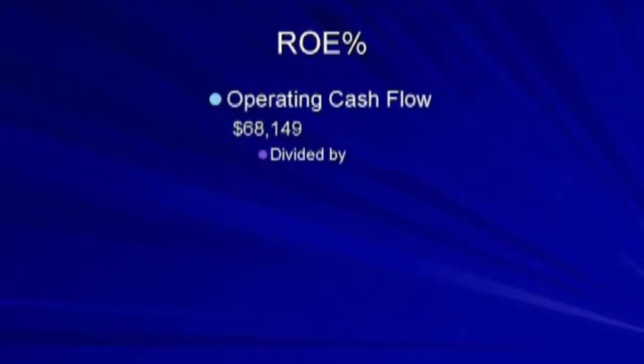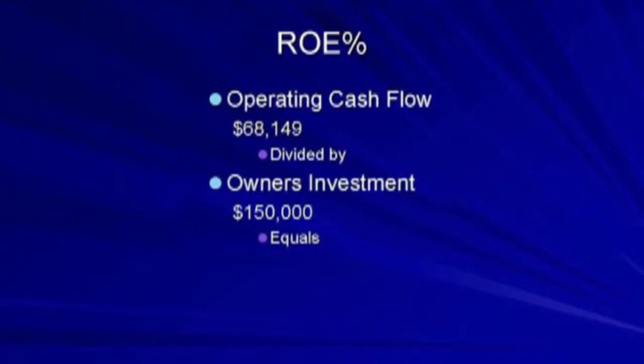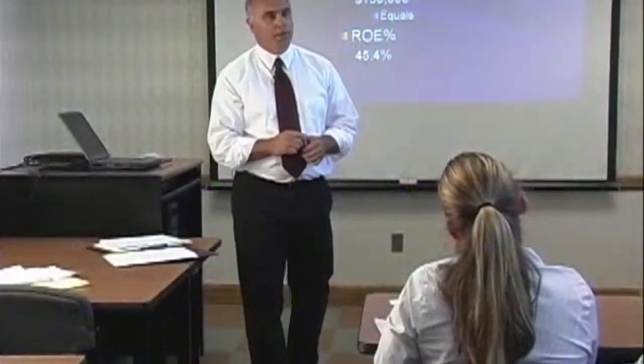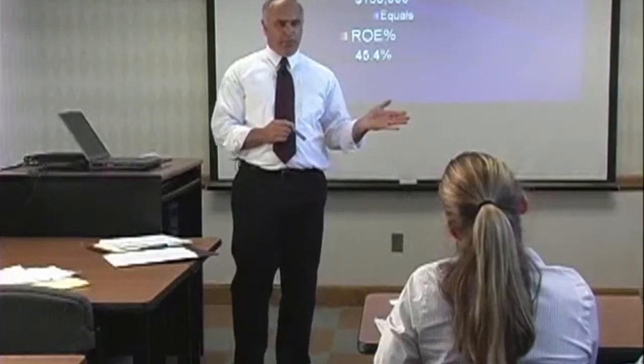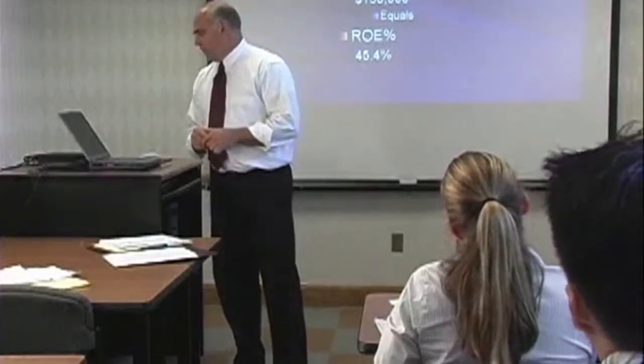The ROE percentage then is this operating cash flow of $68,149 divided by the owner's investment, $150,000. Dividing that numerator by $150,000 equals a return on the owner's investment, or a return on their equity, of 45.4%. The lender's return is 12.3%. The owner's return is 45.4%, significantly higher, but significantly more risk associated with their investment.